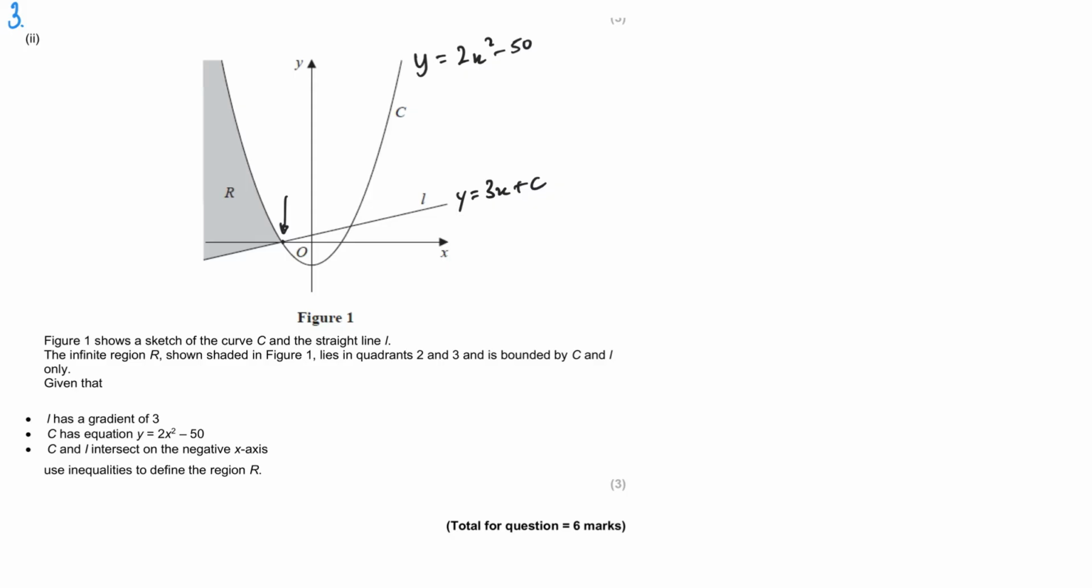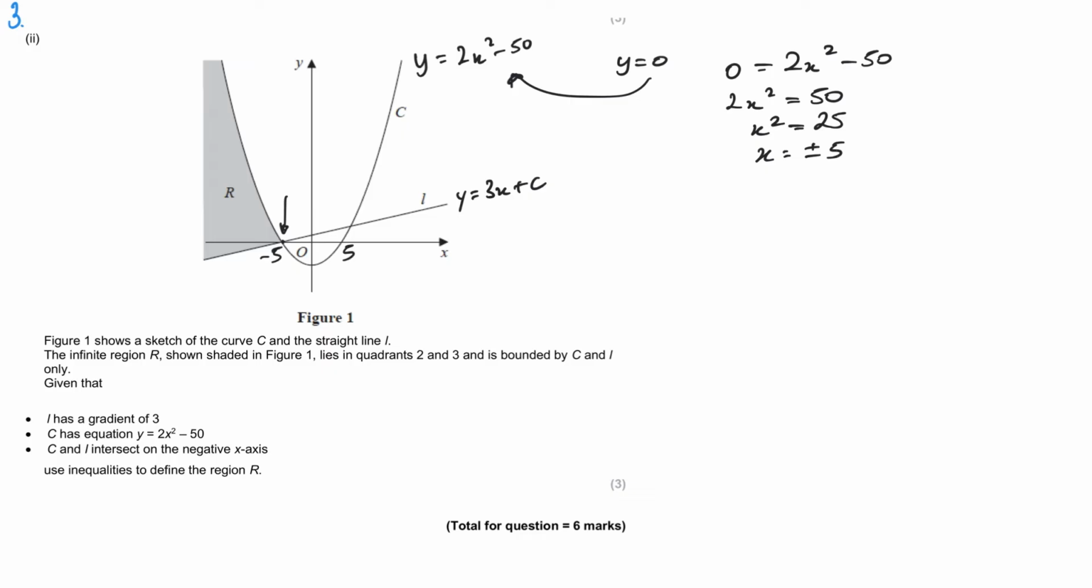Now, quite clearly, at this intersection point, which my arrow is pointing to, the y value is going to be 0, isn't it? So if I use the equation that I know, substitute y equals 0 in, and get 0 equals 2x squared minus 50. 2x squared equals 50, x squared equals 25, x equals plus or minus 5. So now I know that that's 5 and that's minus 5.